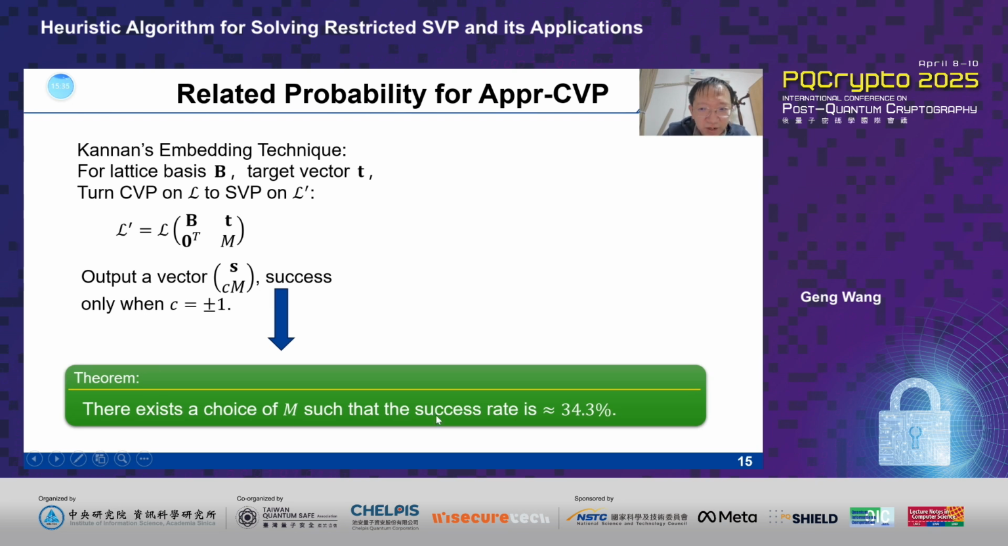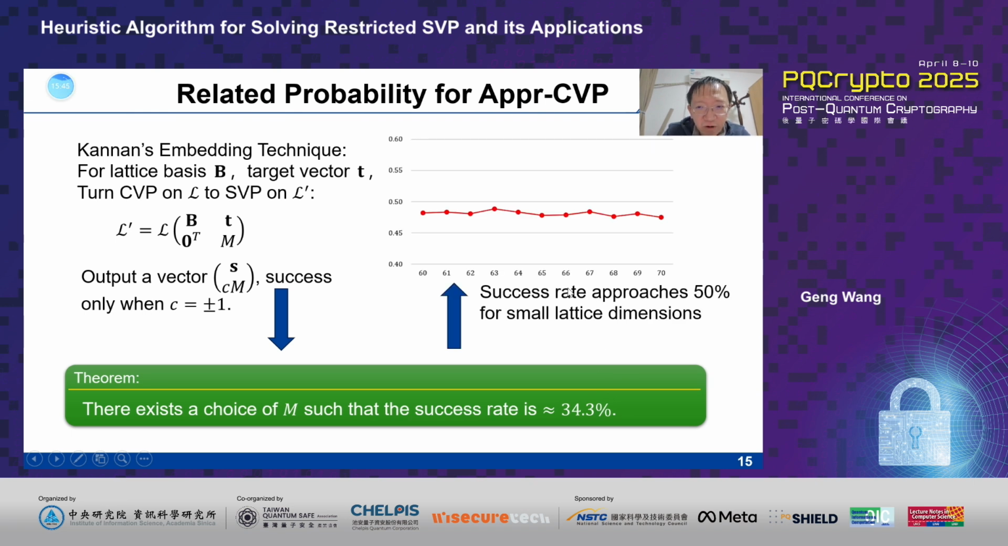And we give a theorem to show that there exists a choice of M such that the success rate is around 34.3%. And for small lattice dimensions, our experiment shows that the success rate is in fact larger.